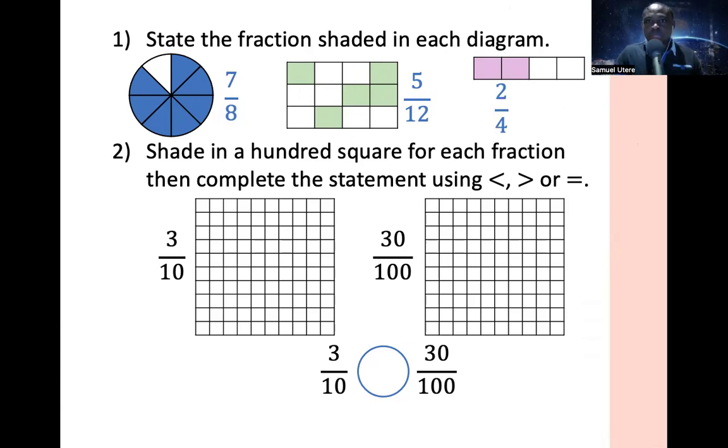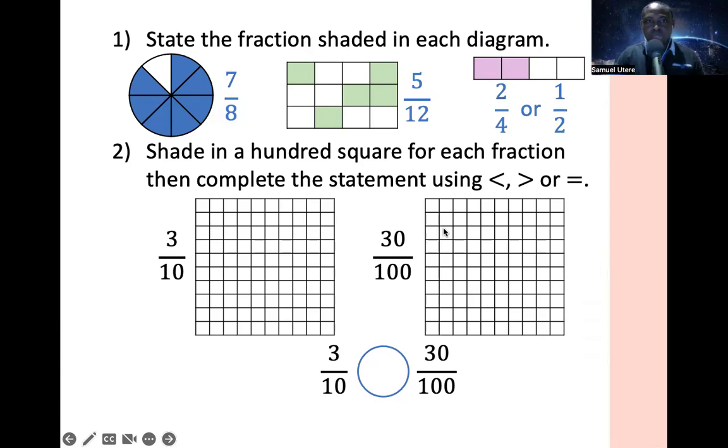Now, you may have spotted that if we look at this diagram, we've actually shaded half of this block. So if we were to ignore the little blocks, we can see that we've shaded a half. So actually, 2/4 is the same thing as a half.